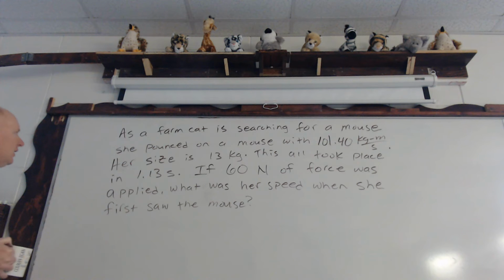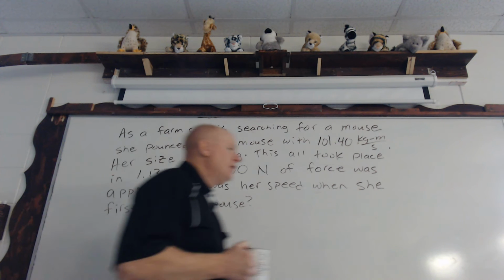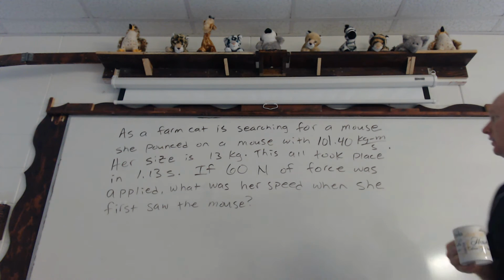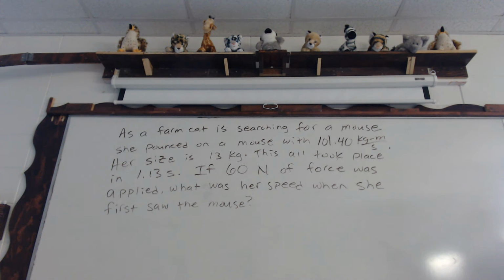is actually asking. Okay, so in this case, as a farm cat is searching for a mouse, she pounced on a mouse with 101.40 kilograms per meter over second. Her size is approximately 13 kilograms. This all took place in, let's see here, 1.13 seconds. If 60 newtons of force was applied, okay, what was her speed when she first saw that mouse?